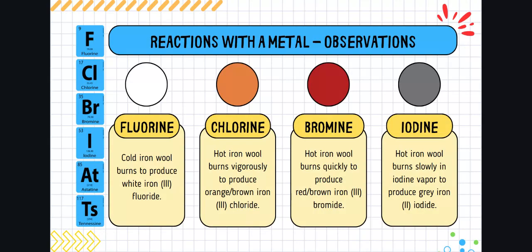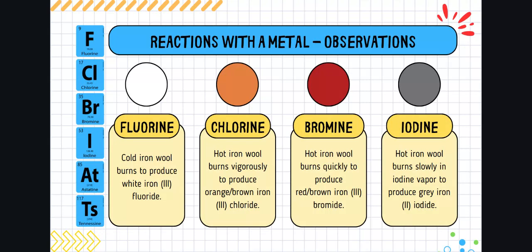Next, let's learn about bromine. Hot iron wool quickly burns to produce red/brown iron bromide. As you can see, the ions of fluorine, chlorine, bromine, and iodine become fluoride, chloride, bromide, and iodide. That's just a wording thing. It doesn't really mean much unless you consider the reactivity of them. Now here's where it gets interesting.